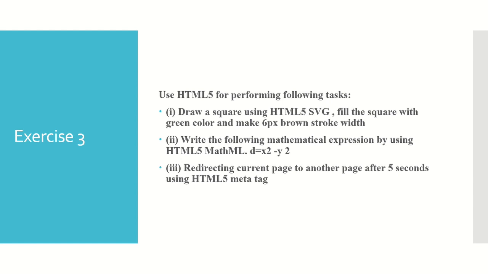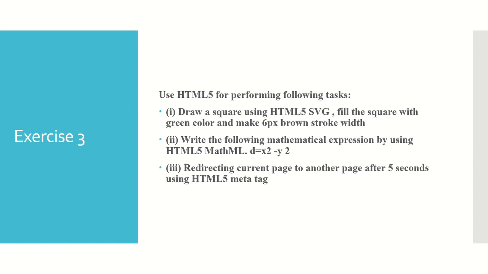In today's session, we will be concentrating on the third exercise where we will create an HTML file to perform these following tasks. First task is to draw a square using HTML5 with SVG and fill that square with green color and also make a 6-pixel brown stroke width. Okay, so we'll try to do it with the help of SVG. So we'll see the concept of that SVG very soon.